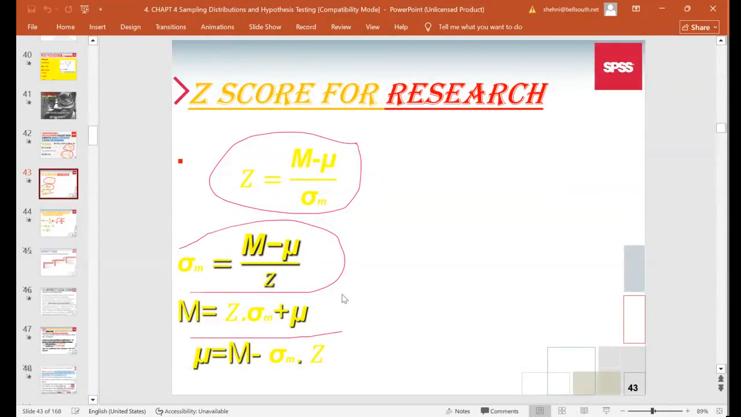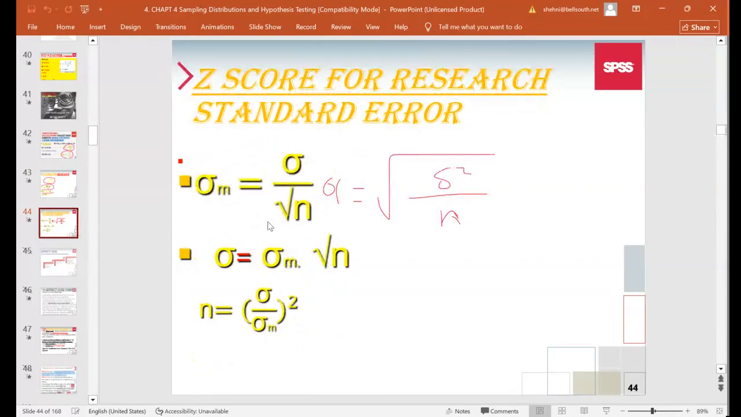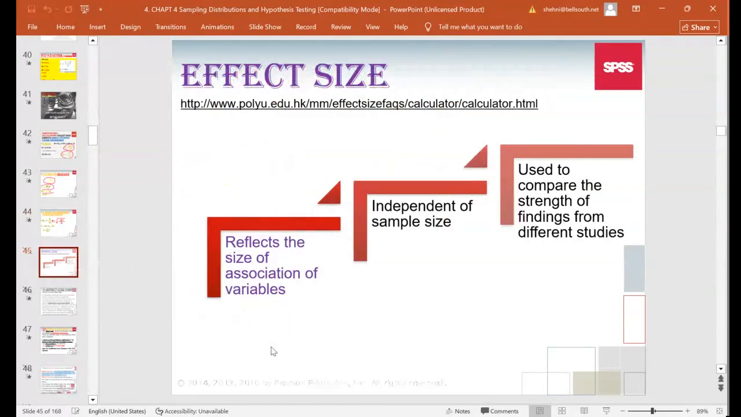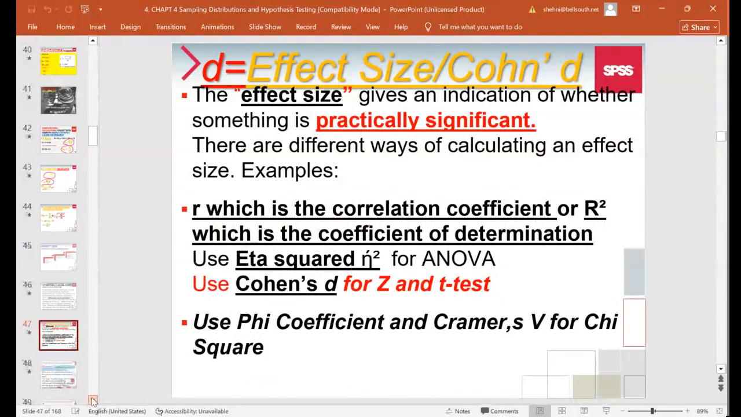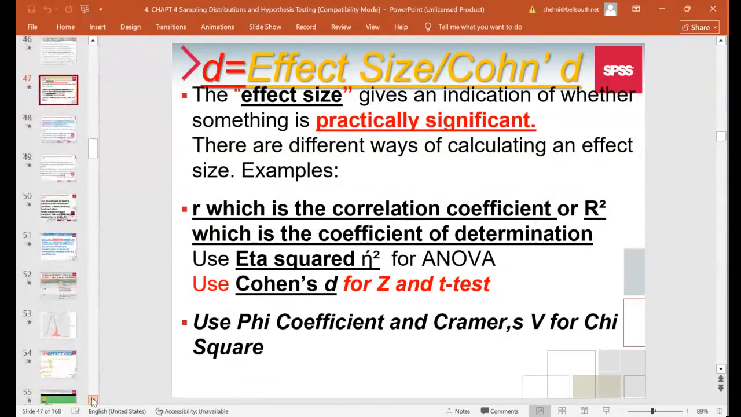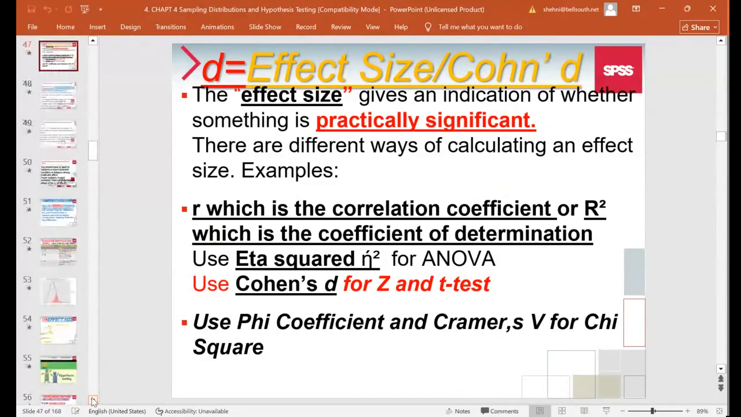So here's the Z score, and these are the derivatives of the Z score for the test purposes. We already covered that. And the effect size, we talked about it. It needs to be reported. For each chapter that we're going to cover this semester and in advanced statistics, I have a different effect size. But for z-score, we use Cohen's d.